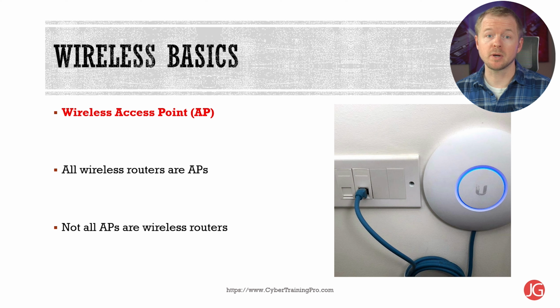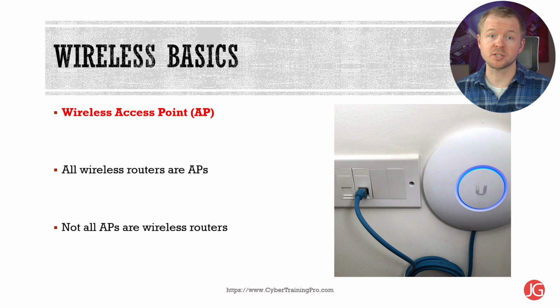First, wireless access points, which are also called APs, are the devices that connect wireless clients to the wired network. All wireless routers are access points or APs, which basically means that the routers are access points with routing capabilities. On the other hand, not all access points are wireless routers. It's possible to have an access point without that extra functionality.